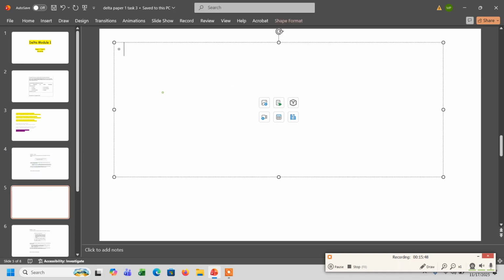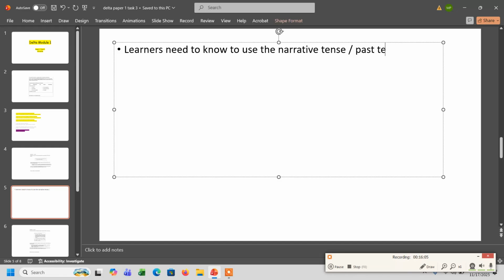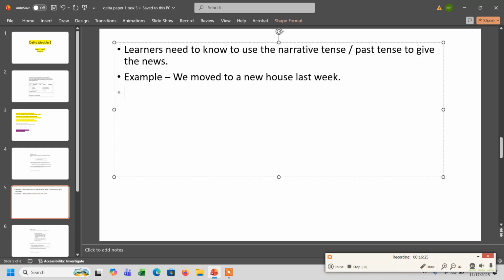Give your news. So learners need to know to use the narrative tense or past tense to give the news, right? Example, like we moved to a new house last week. That's why we are throwing a housewarming party, right?